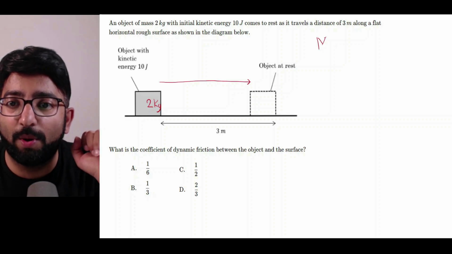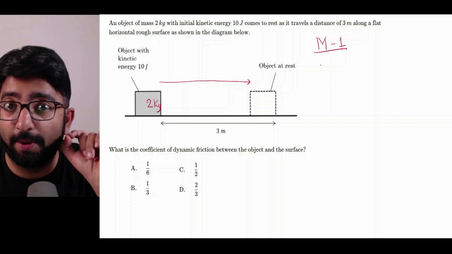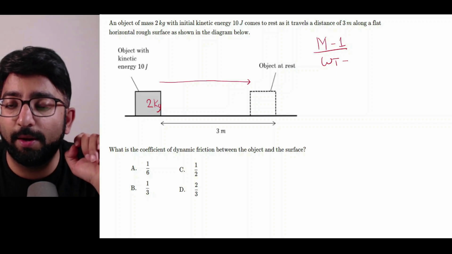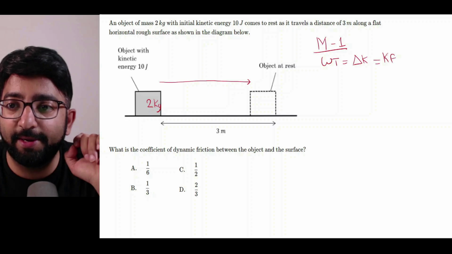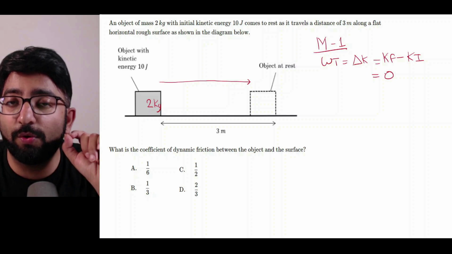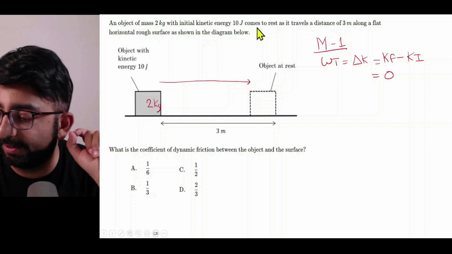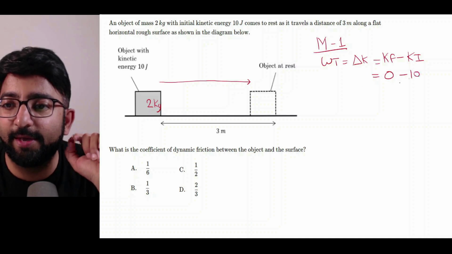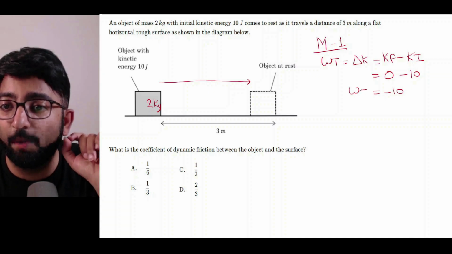Let me write method 1 using the work energy principle, which states that the total work done will be equal to the change in kinetic energy, which is final kinetic energy minus initial kinetic energy. Final kinetic energy is 0 since the object is coming to rest. Initially, what they have given is 10. So delta K will come out as negative 10. This will be the total work done.